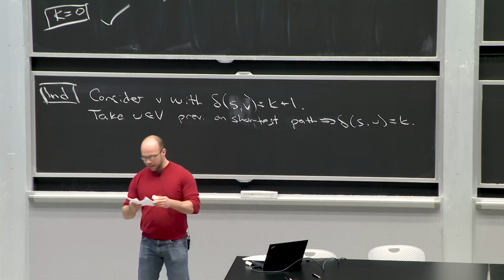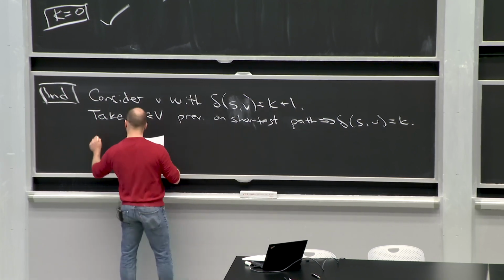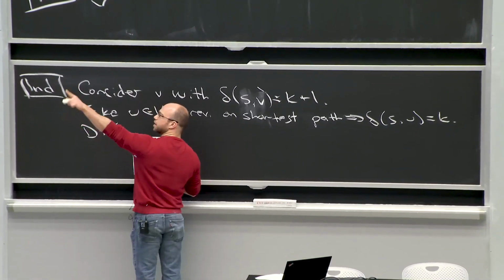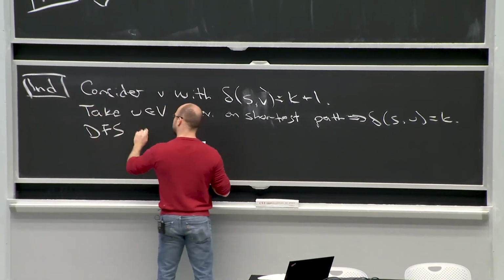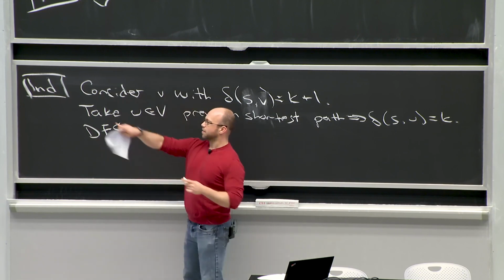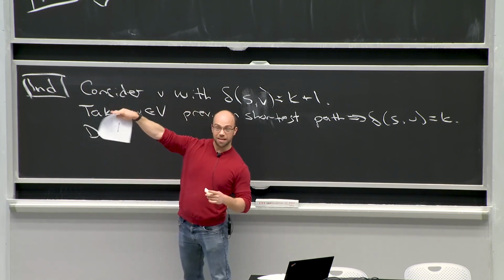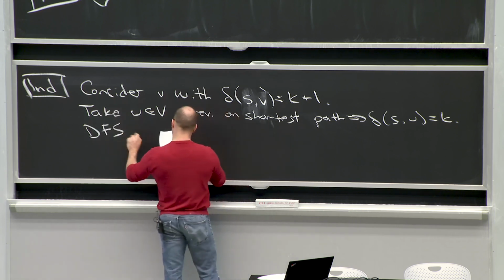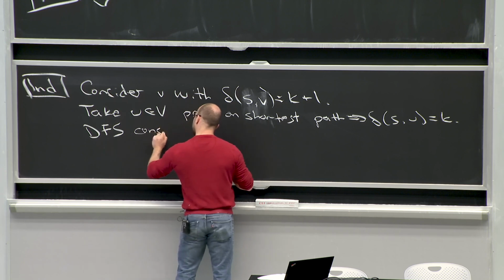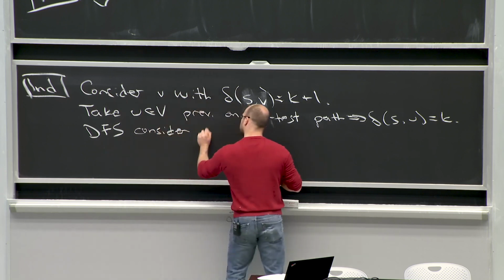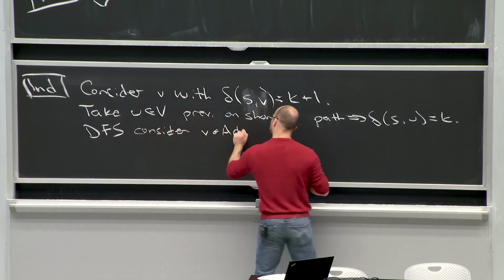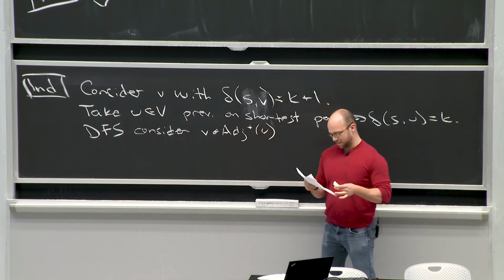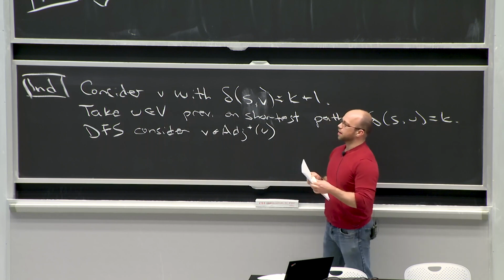Right, so when we visit U, we know that when we call this visit function, remember that V, by definition, is in ADJ plus of U, right? So in particular, DFS is going to consider V when it gets called. Okay? And now there's two cases, right?